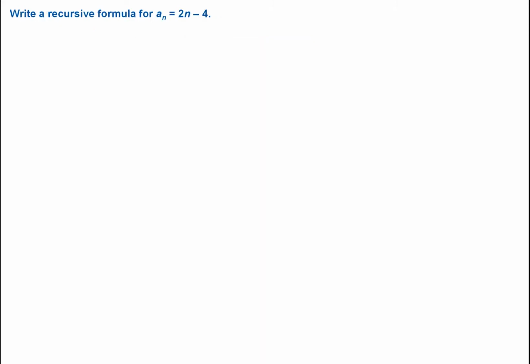Next idea. Write a recursive formula for a sub n equal to 2n minus 4. Let's draw a distinction. This is the type of formula that we have worked with before, and we call it an explicit formula. That's because it does not mess around with what it's trying to tell you. How do you find the 15th term? Just plug in n equals 15 and boom, you get it. With a recursive formula, you're going to have to find the first 14 terms and then find your 15th term. So you got to go through all 15 terms. So it's a little more cumbersome.